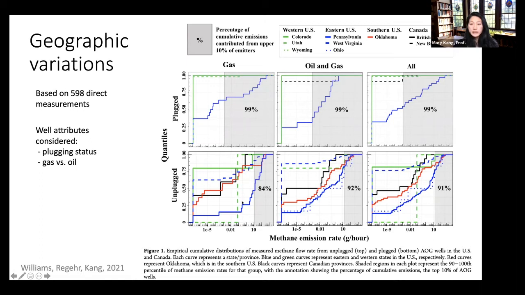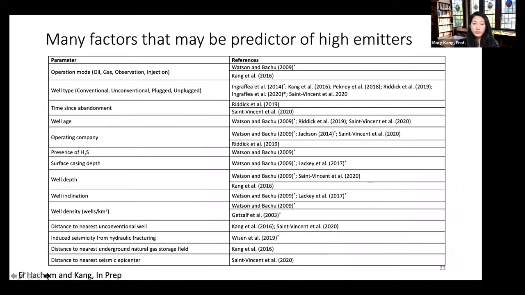What you can find here is that the distributions do vary depending on where you are. So there is some variation, and in some places, the variations can be quite significant. From that, geographic variation is important, but there are many other factors that may be predictors of high emitters that we have not yet looked at. We're working hard doing a lot of data mining to understand what other factors may be important predictors of high emitters.